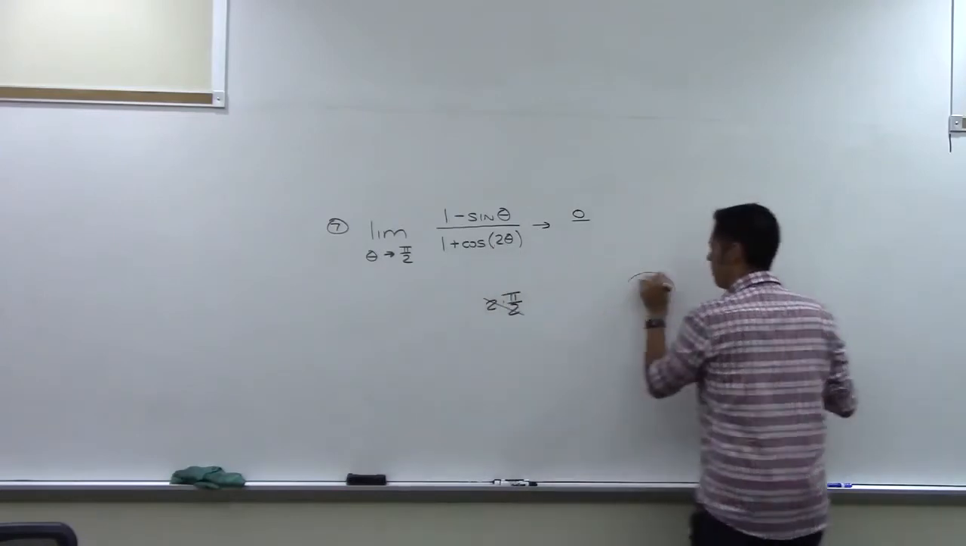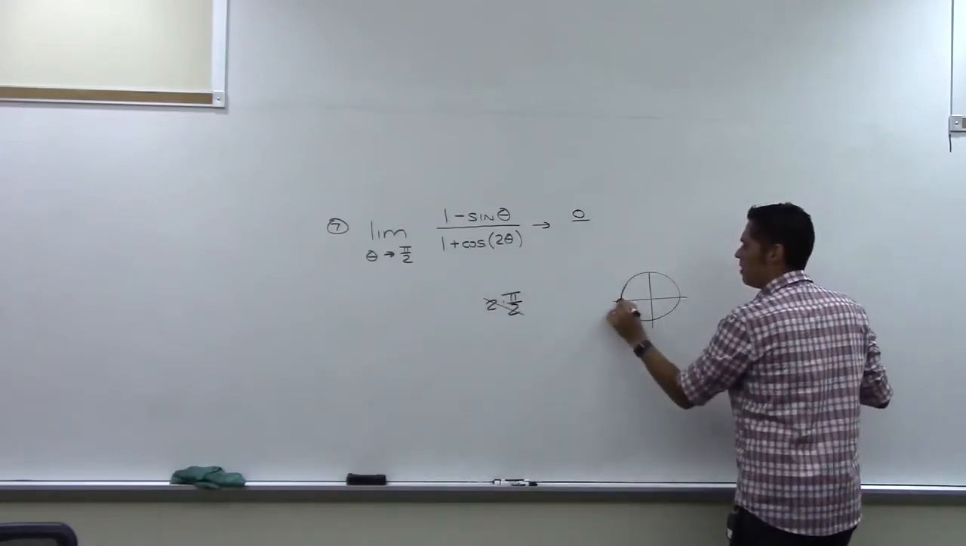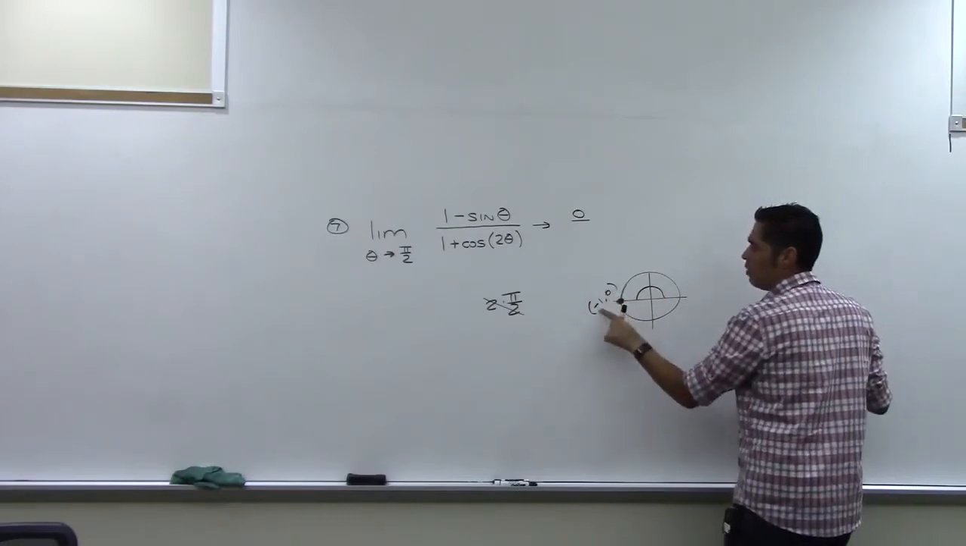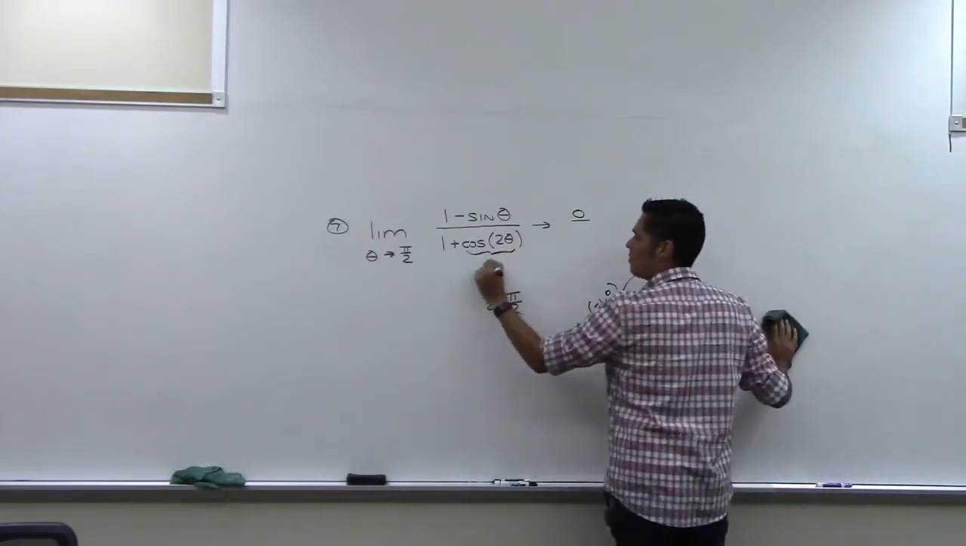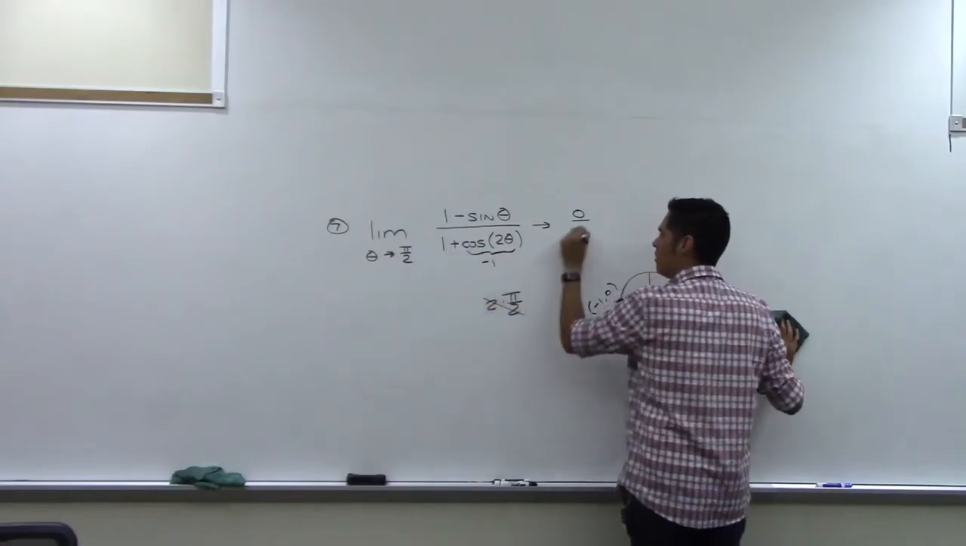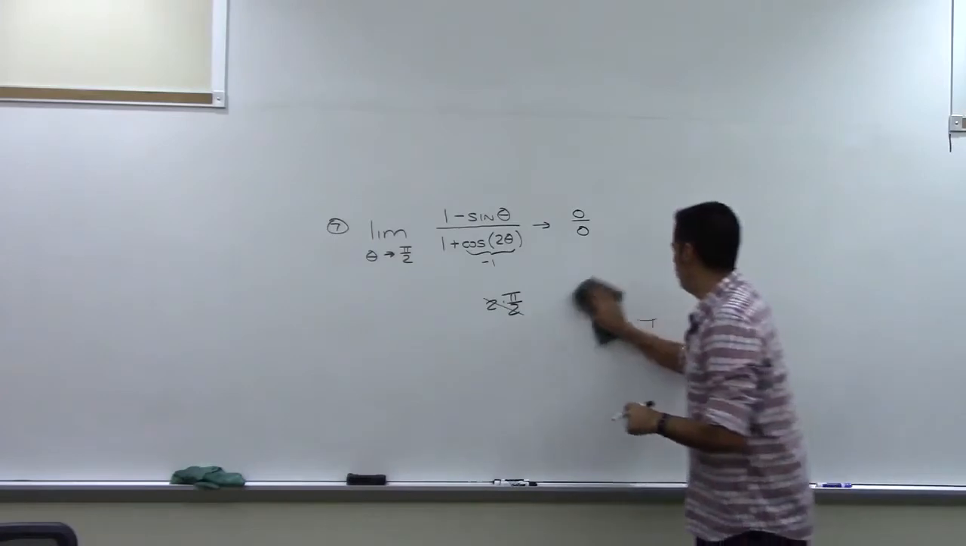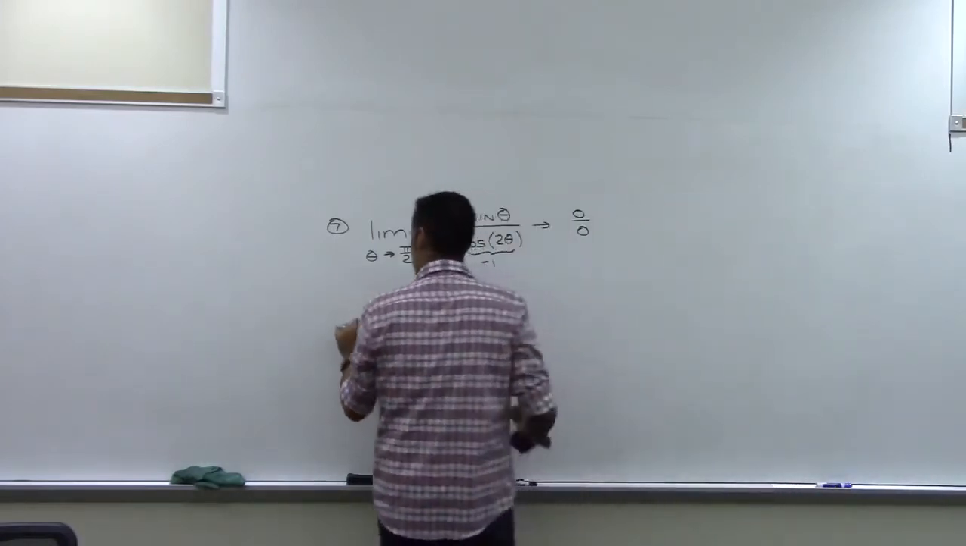Cosine of pi. So go back here. Pi is here. That's our angle pi. Cosine is the x-coordinate, which is -1. So this right here goes to -1. 1 plus -1 is 0. So we have the appropriate form that we need for L'Hopital's rule. So I can apply it.